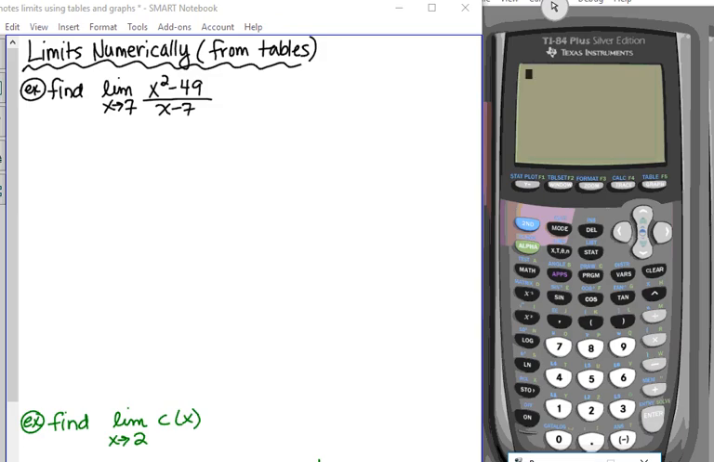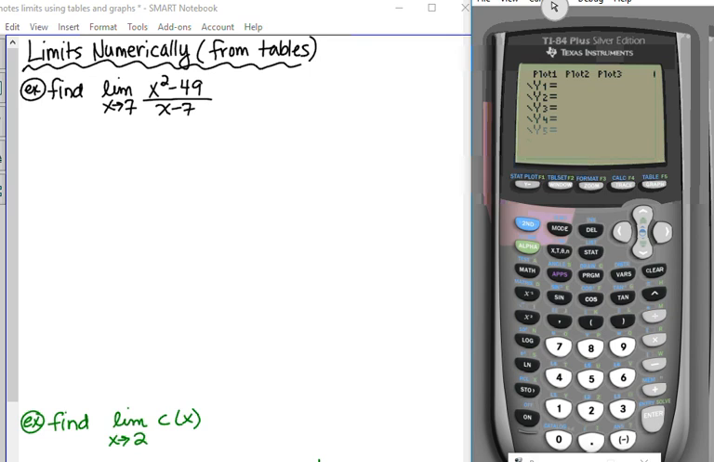So we're also going to do limits numerically or from tables. So whenever we have to make a table, we're always going to have a calculator. And what we'll do is we'll just go and put it in our y equals. So I would put it in using the fraction button. So my function is x squared minus 49, over x minus 7. And then I'm going to make my table. So I go to second table.